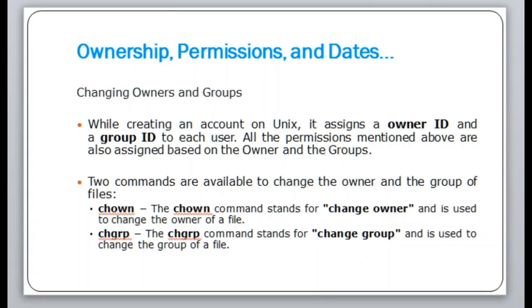So changing owners and groups is different than changing permissions. While creating an account on Unix, it assigns an owner ID and a group ID to each user. All the permissions mentioned above are also based on the owner and groups. Okay. So 2 commands are available to change the owner and the group of files. chown, or chown. The chown command stands for change owner and is used to change the owner of a file. And then we also have chgrp, or change group. The chgrp command stands for change group and is used to change the group of a file.